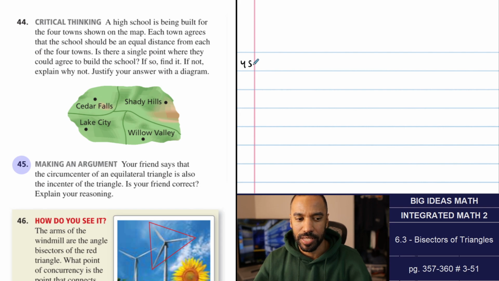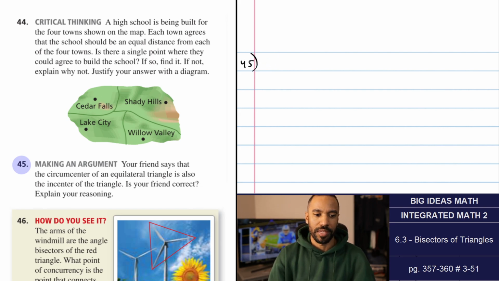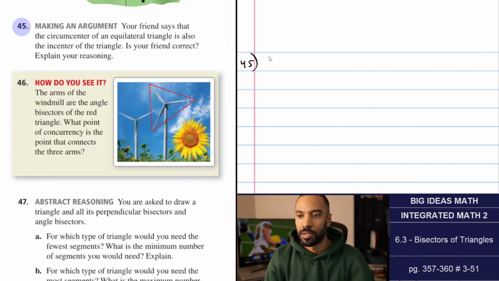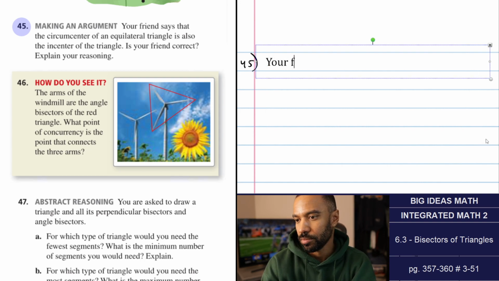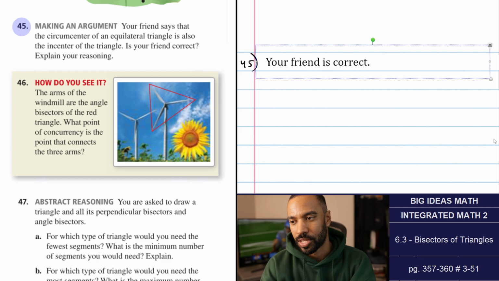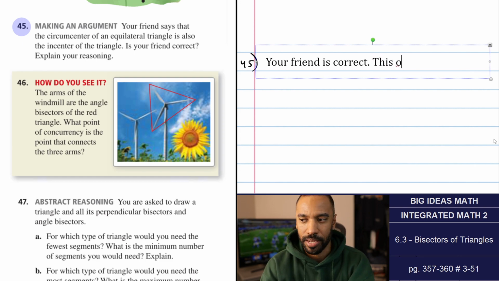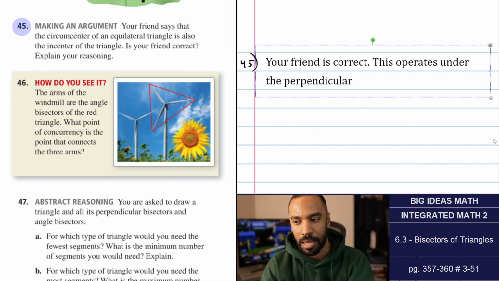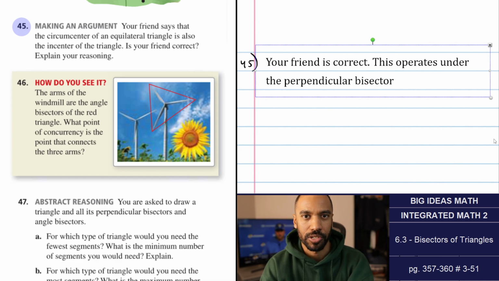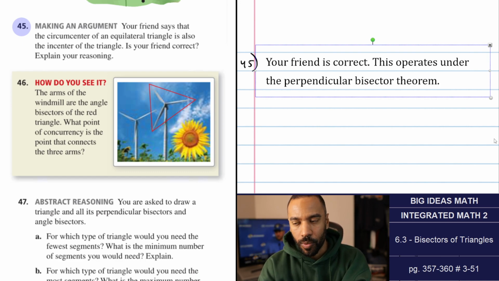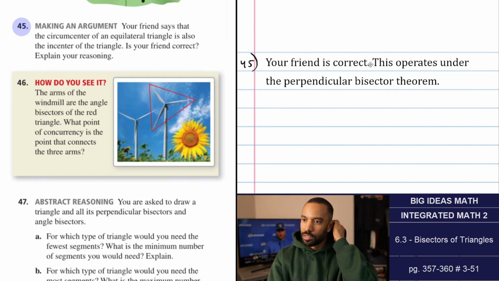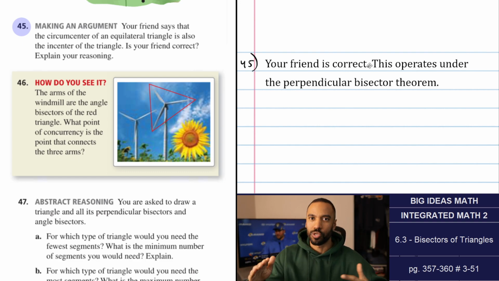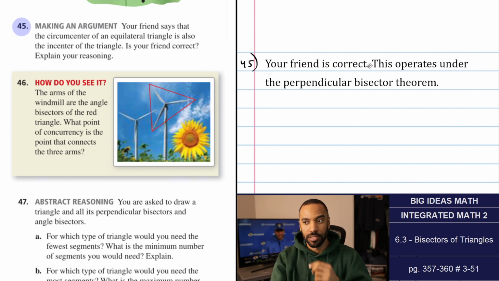Number 45. Making an argument. Your friend says that the circumcenter of an equilateral triangle is also the incenter of the triangle. Is your friend correct? Explain your reasoning. Yes, we had a question that had that, and that's what I mentioned. Your friend is correct. This operates under the perpendicular bisector theorem. When you draw a perpendicular bisector in an equilateral triangle, the point is equidistant from the other two sides of it. Therefore, it works for all three sides.